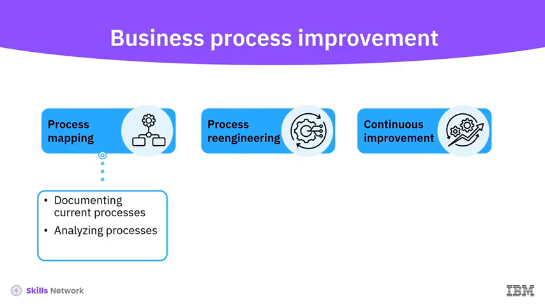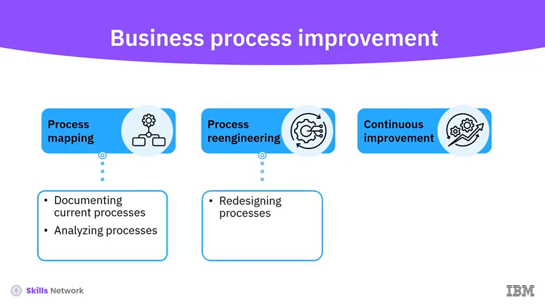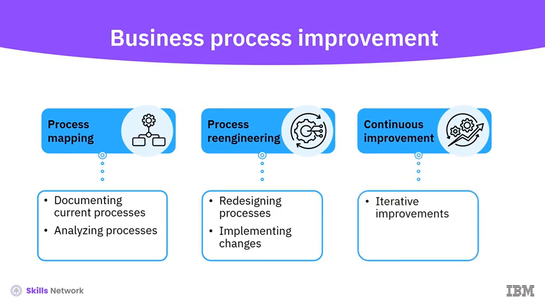Process re-engineering is about redesigning business processes to improve efficiency, reduce costs, and enhance quality. It also involves implementing process changes and ensuring smooth transitions. Continuous improvement is about continuously improving processes based on feedback and performance metrics.